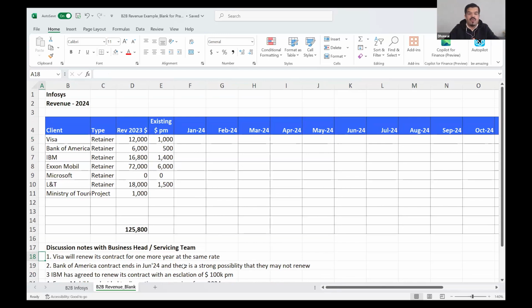Visa will renew its contract for one more year at the same rate. So Visa is paying us $1 million. They have renewed the contract for one more year, so I'm going to continue it till the end of the year.